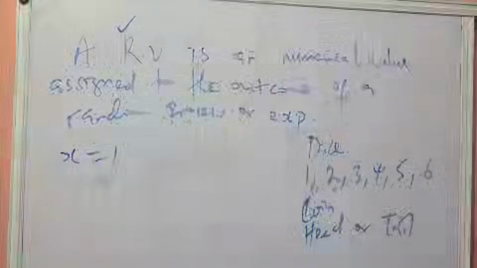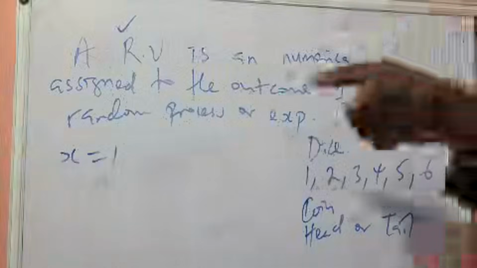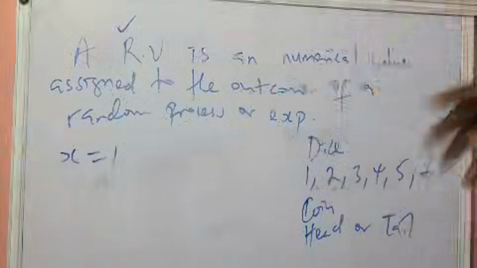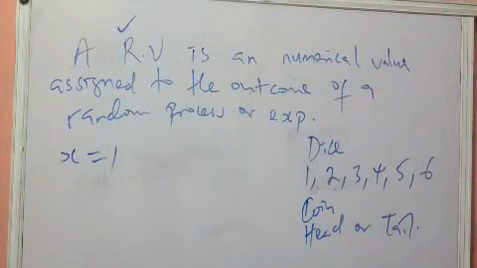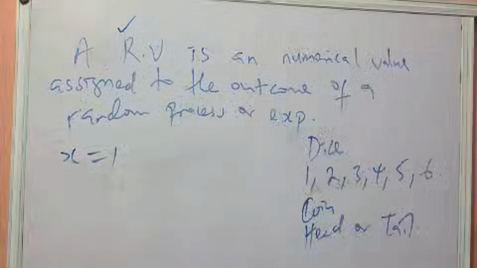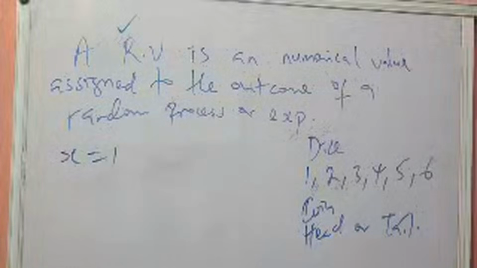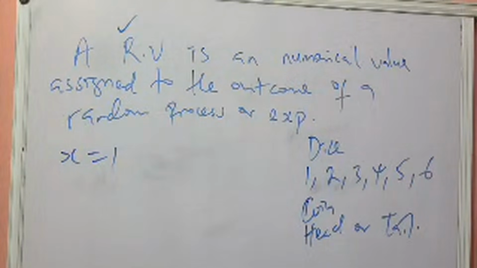All right. Now, we went on to say a random variable is a numerical value assigned to the outcome of a random process. Now, let me run quickly through a very important keynote that will help you to really understand what we're talking about. Now, let's say, for instance, we're dealing with the tossing of a coin.